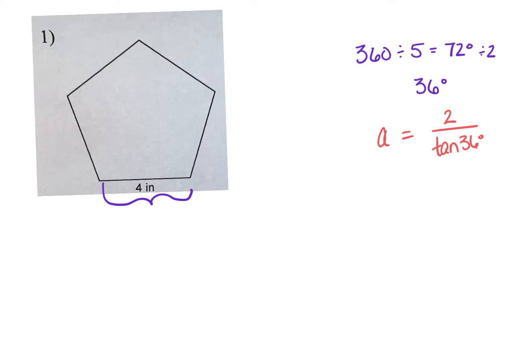Okay, and then I just plug it into my formula. 1/2 apothem, which is 2 divided by the tangent of 36. That's my apothem. Times my perimeter. What's my perimeter here? It's 20. Why is it 20? 4 times 5, right? So 20.